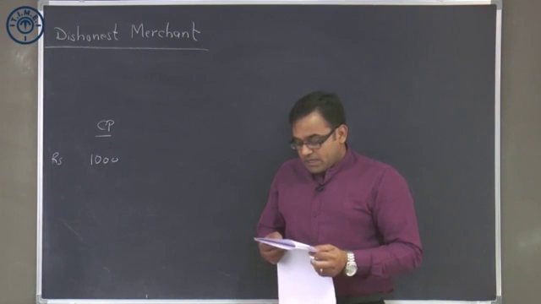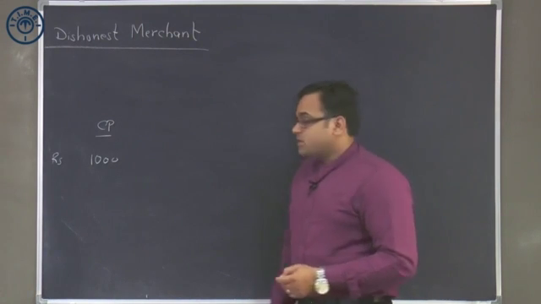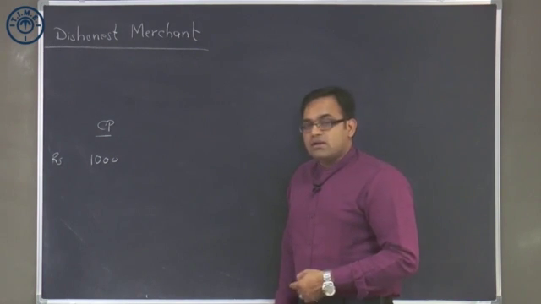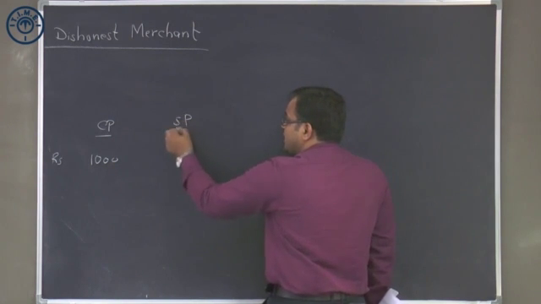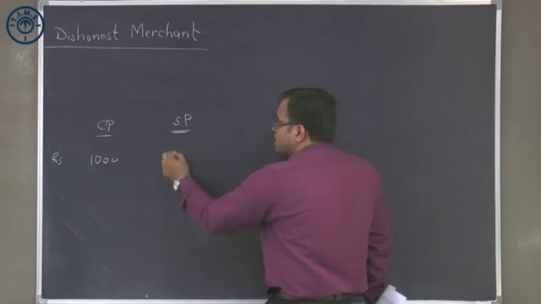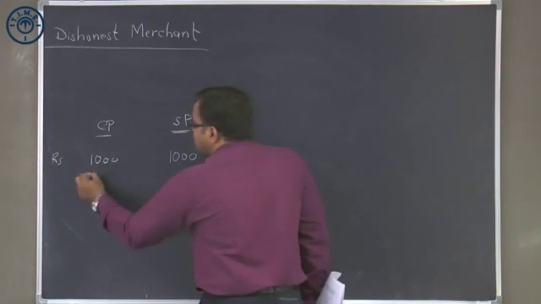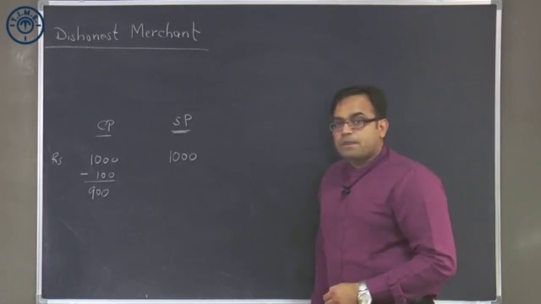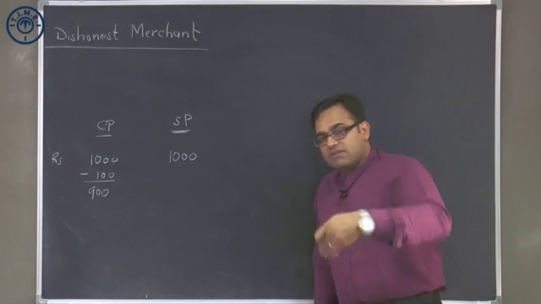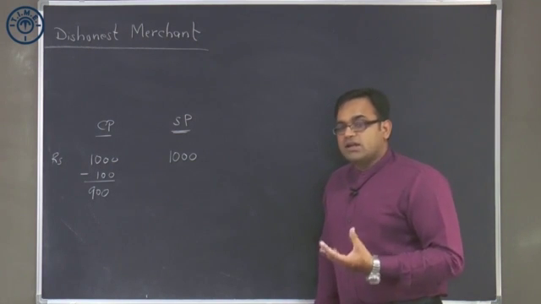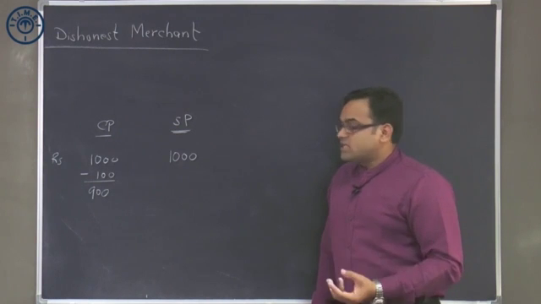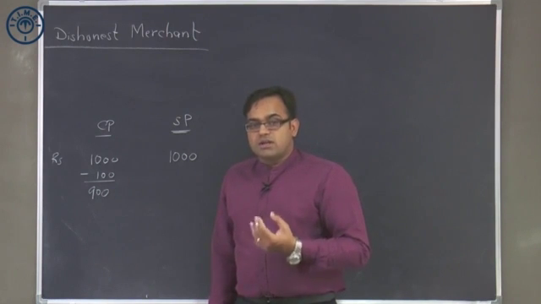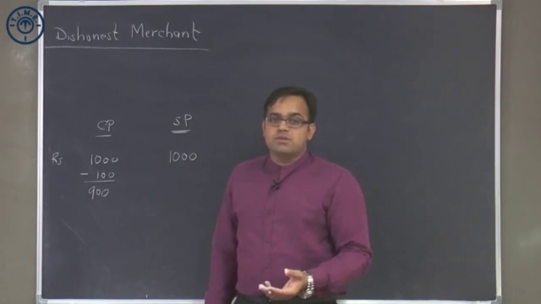When he is to sell, he is dishonestly weighing 100 grams short. That means that instead of giving 1000 grams, he is giving only 900 grams. So when he is charging 1000 rupees, he is giving only 900 grams. So his cost price would be only 900 rupees, because if he is giving only 900 grams, the cost that he has incurred is only for that 900 grams. When he is getting 1000 rupees from the customer, he is actually giving him product worth only 900 rupees.